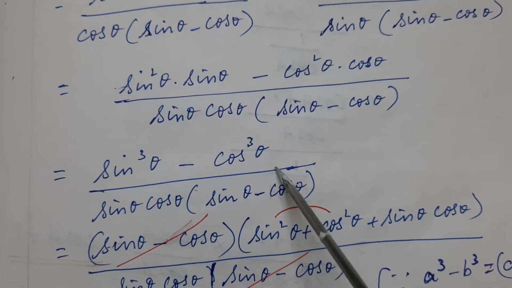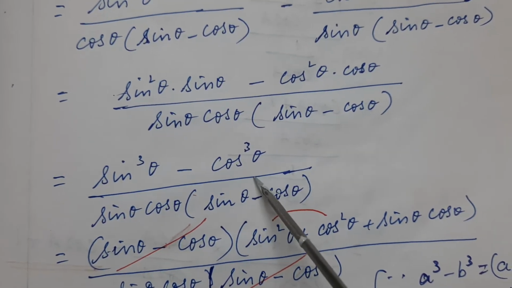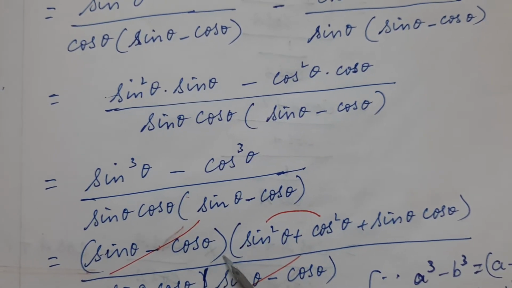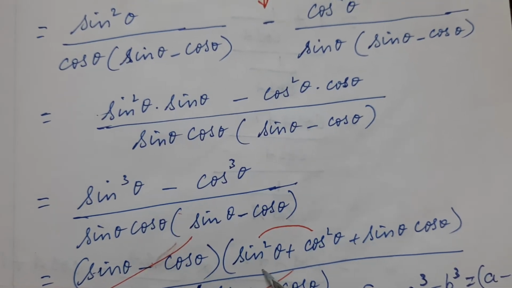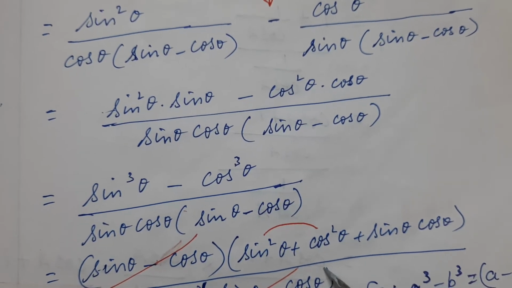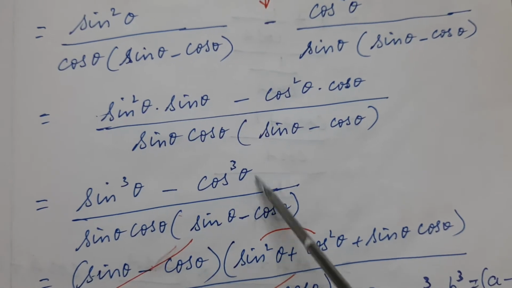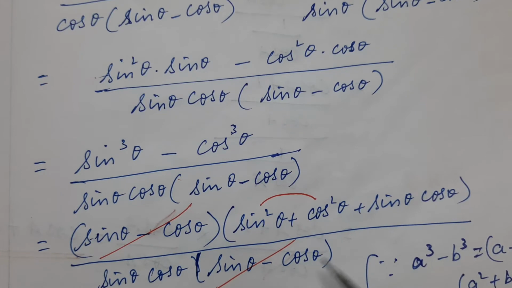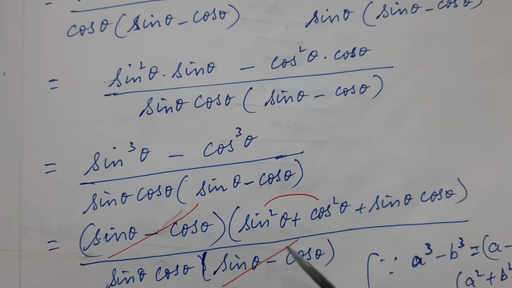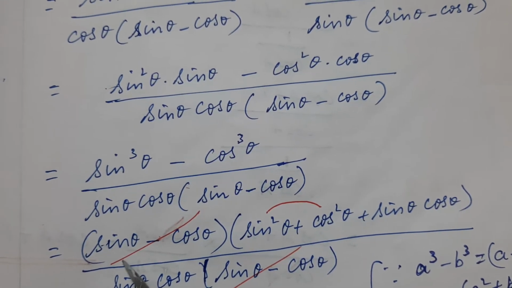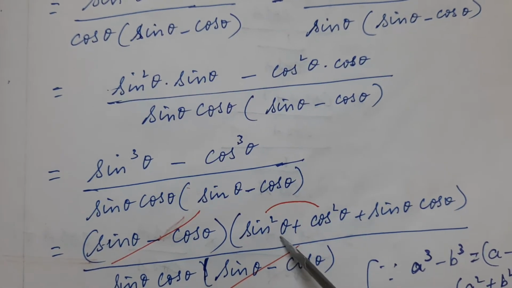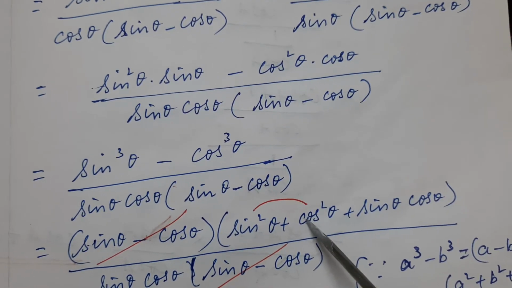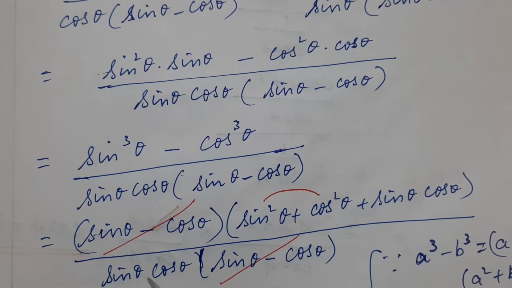This is a, this is b. So sin theta minus cos theta into a square, sin square theta, plus b square, cos square theta, plus ab, sin theta into cos theta, by sin theta cos theta into sin theta minus cos theta. Now here sin theta minus cos theta gets cancelled. So here sin square theta plus cos square theta is equal to 1. You know that. So it becomes 1 plus sin theta cos theta by sin theta cos theta.